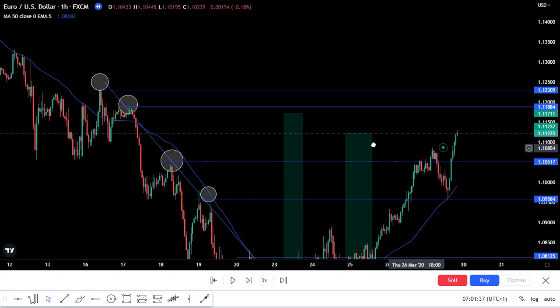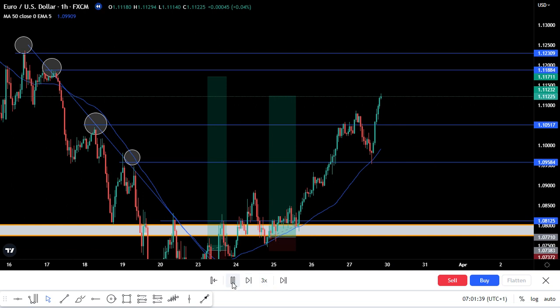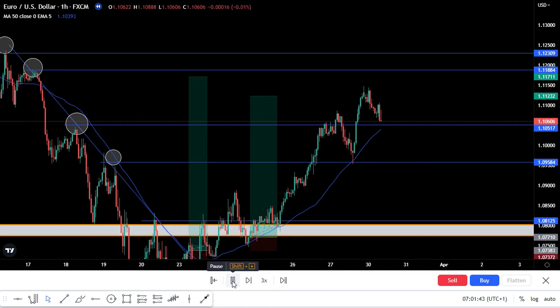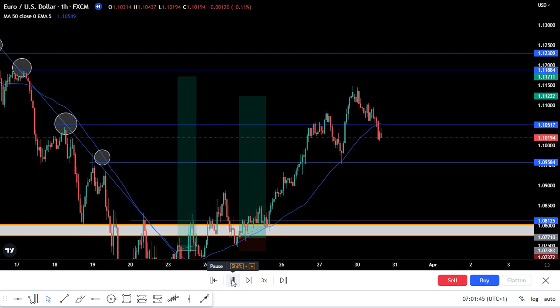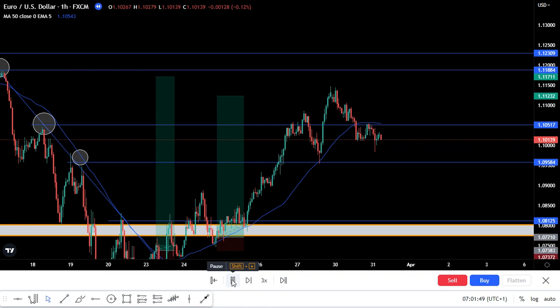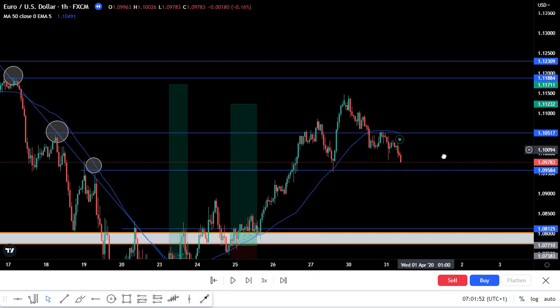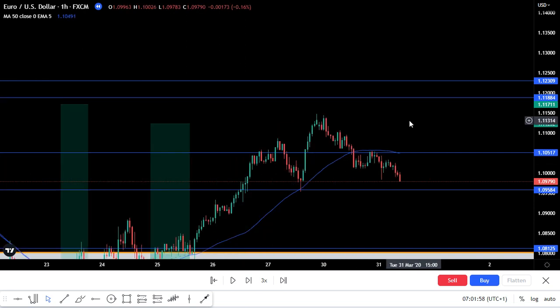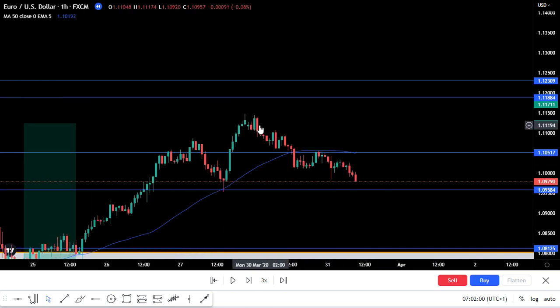Okay, so let's just see how the price moves. By now you should be monitoring the price to know where you are going to be taking profit. So you look at the pattern the price is creating. We had this bearish engulfing right here.